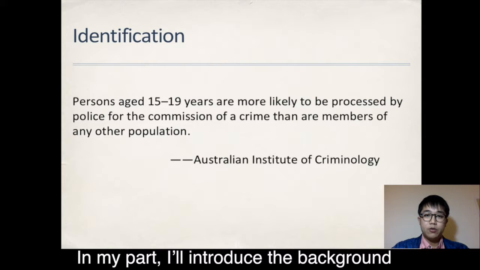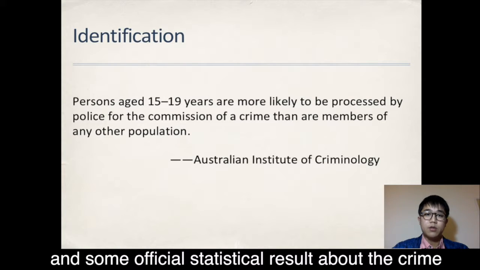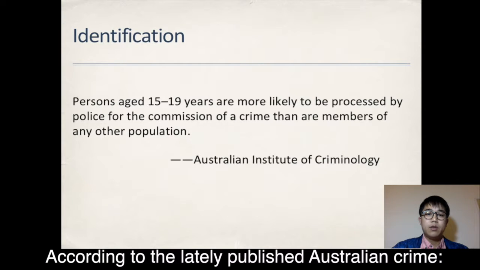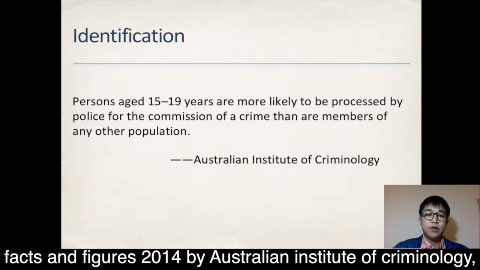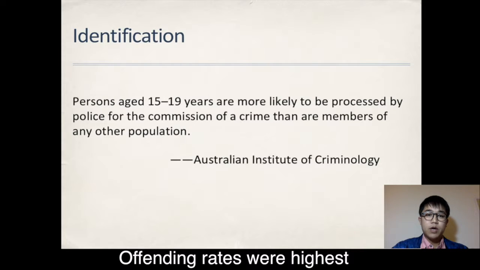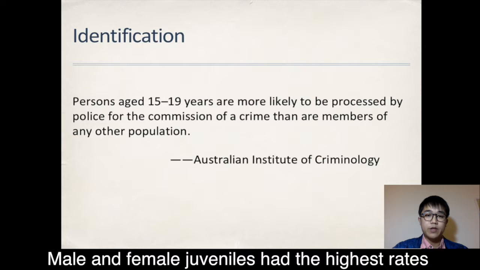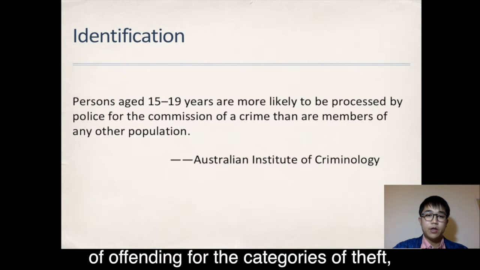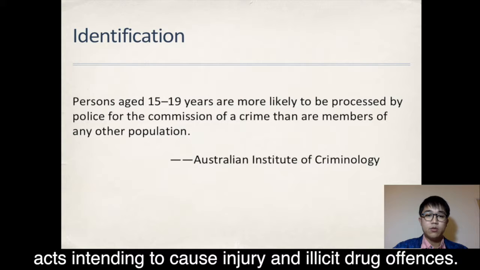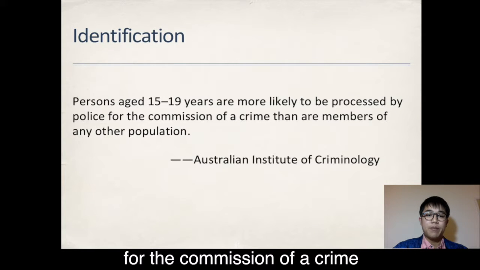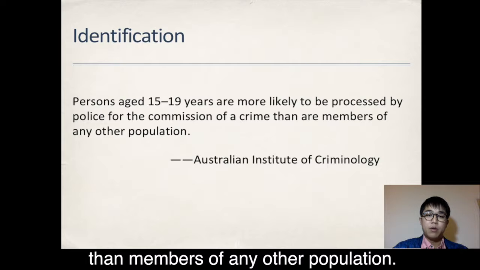In my part, I'll introduce the background and some official statistical results about the crime committed by 15 to 19 teenagers. According to the lately published Australian Crime Facts and Figures 2014 by the Australian Institute of Criminology, offending rates were highest for those aged between 15 to 19 years. Male and female juveniles had the highest rates of offending for the categories of theft, acts intending to cause injury, and illicit drug offenses. Those teenagers are more likely to be processed by police for the commission of a crime than any member of other populations.